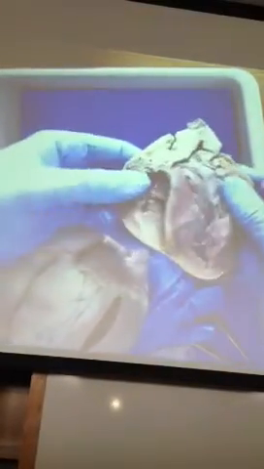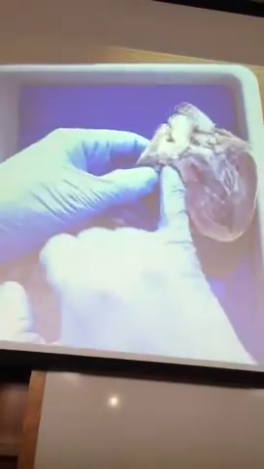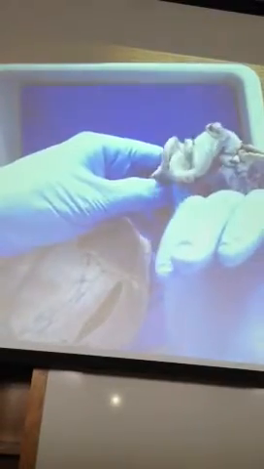Okay. This is the posterior half. So you're going to be up inside there. My fingertip is inside the right atrium. You can see there goes my finger out of the superior vena cava, and there goes out the inferior vena cava. So I'm inside the right atrium now.